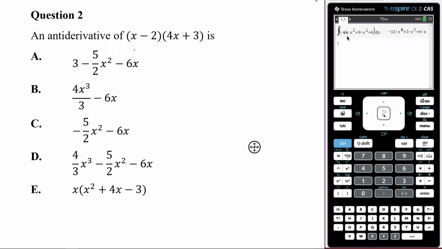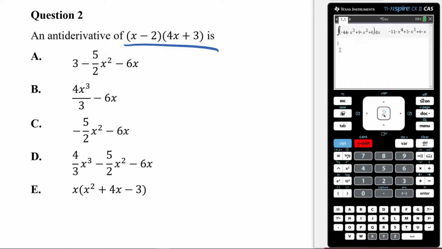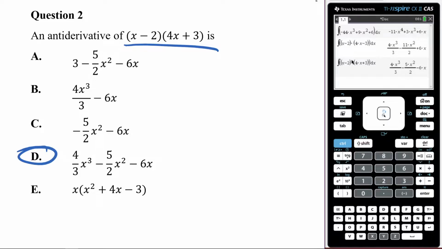An antiderivative of this. This is exactly the same. We're going to go shift plus. I'm going to put in x minus 2, close brackets, open brackets, 4x minus 3, close brackets, come over here, put an x, and hit enter. I get that, and I look through my responses. Oh, I typed it in a little wrong. You don't want to be doing that. That should be plus. My bad. Now D is my answer. So don't make silly mistakes like me. All right, we keep on going.